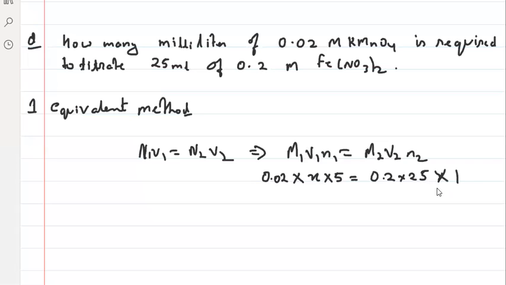Right, everyone? So you can calculate x, which is 5 divided by 0.1. So it is 50 milliliter. 50 milliliter, right, Anisha?